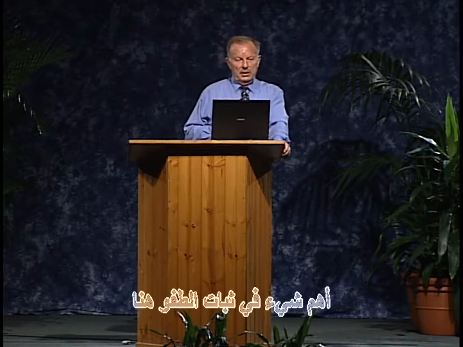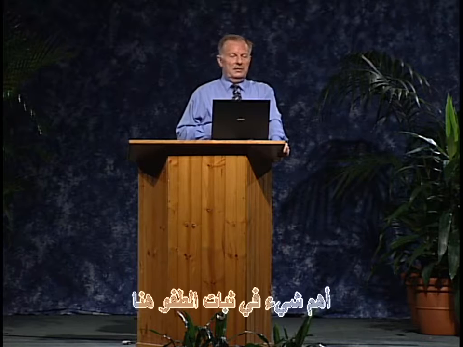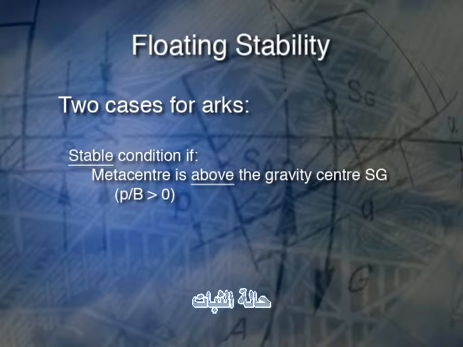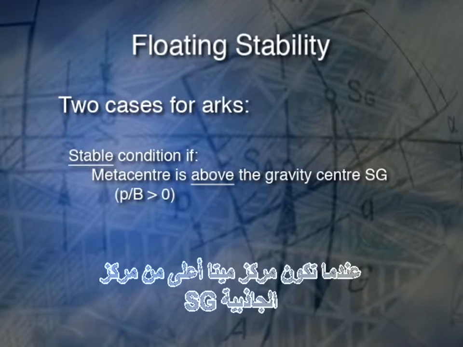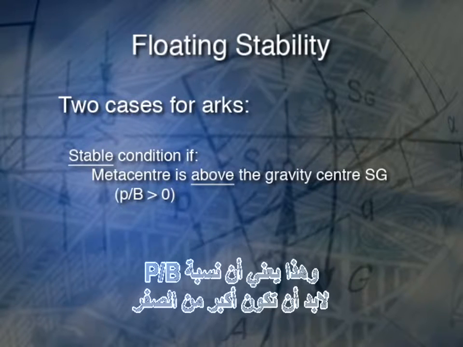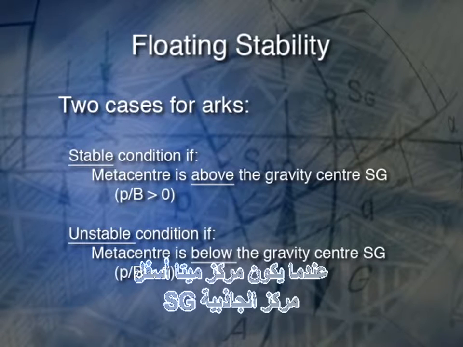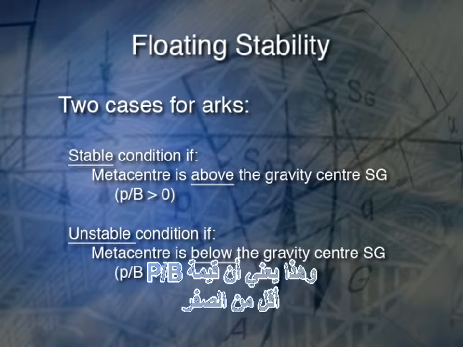What are the important things here for the floating stability? We have two cases for an arc. The stable condition is if the metacenter is above the gravity center SG. It means that the value rho over B must be greater than 0. And the unstable condition is if the metacenter is below the gravity center SG. It means the value rho over B is less than 0.